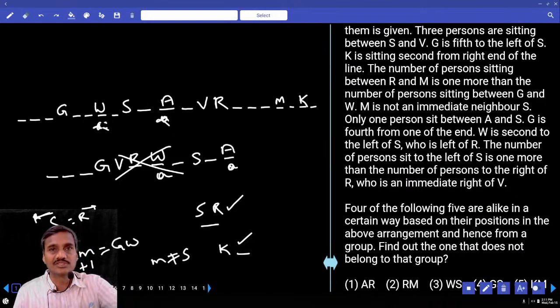Adi kuda manaki unique answer raledi. Second person with respect to the first person. Then or else, adi kuda raledi. Appudu em chestam? Number of persons in between could be an odd number or an even number.